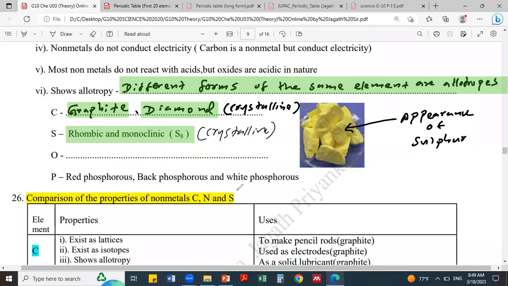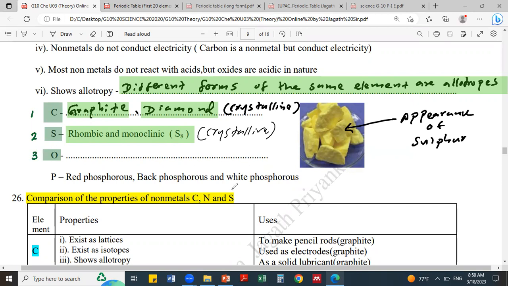And the third element which shows allotropy will be what? First carbon, second sulfur, third oxygen. You can number them 1, 2, 3, because you have to remember these examples of allotropic forms: carbon, sulfur, oxygen.